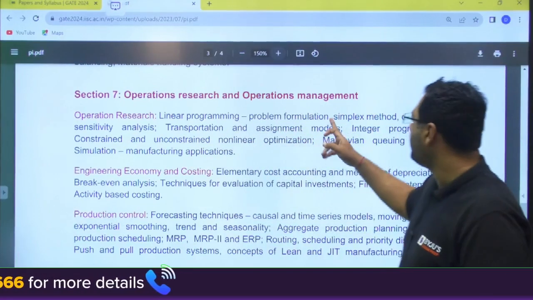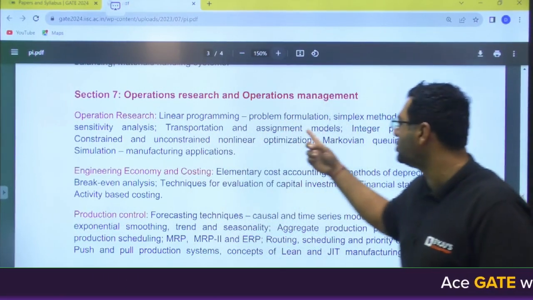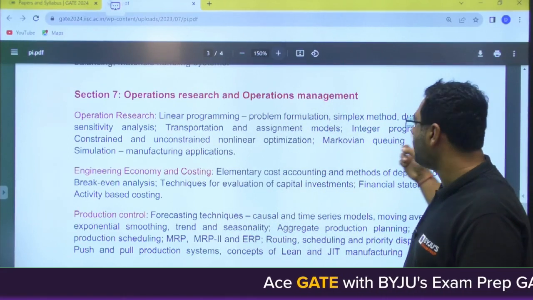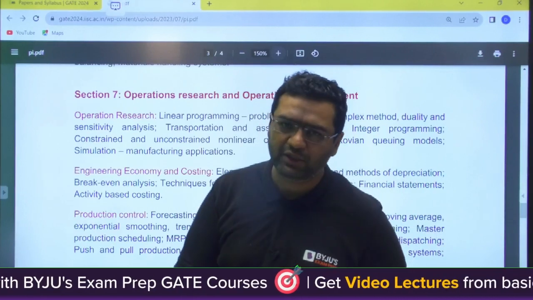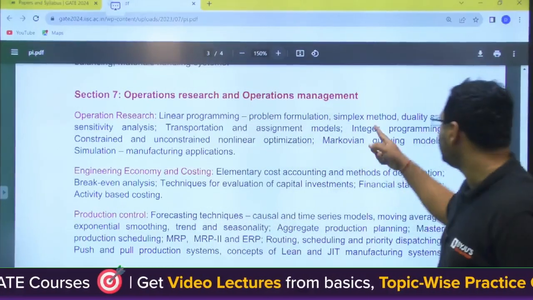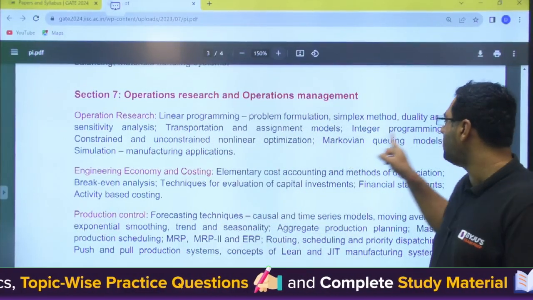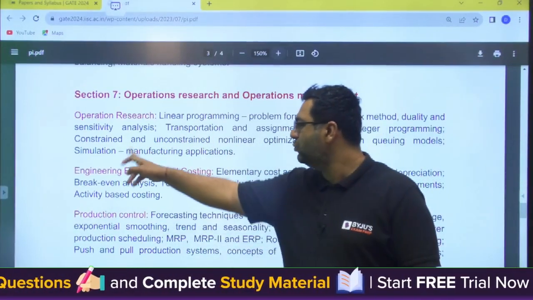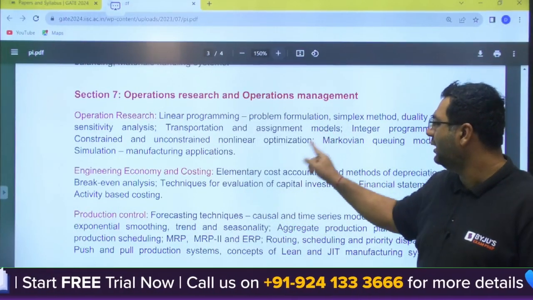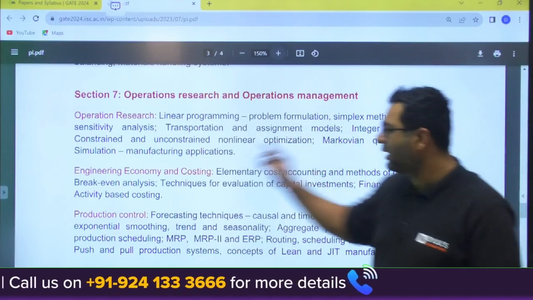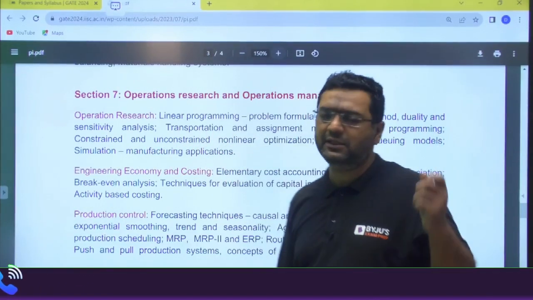Here linear programming, problem formulation, simplex method, duality, sensitivity analysis, transportation assignment model, integer okay, up to this assignment model is there in the mechanical industrial engineering. But if you see other topics like integer programming, constrained and unconstrained nonlinear optimization, Markovian queuing models, simulation manufacturing application. So before Markovian queuing model, if you see integer programming, constrained and unconstrained nonlinear optimization is not there in mechanical syllabus. It is totally new.